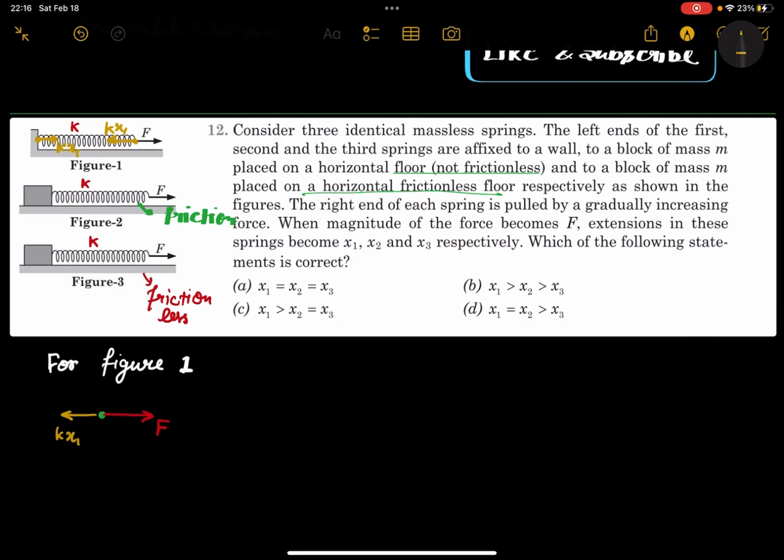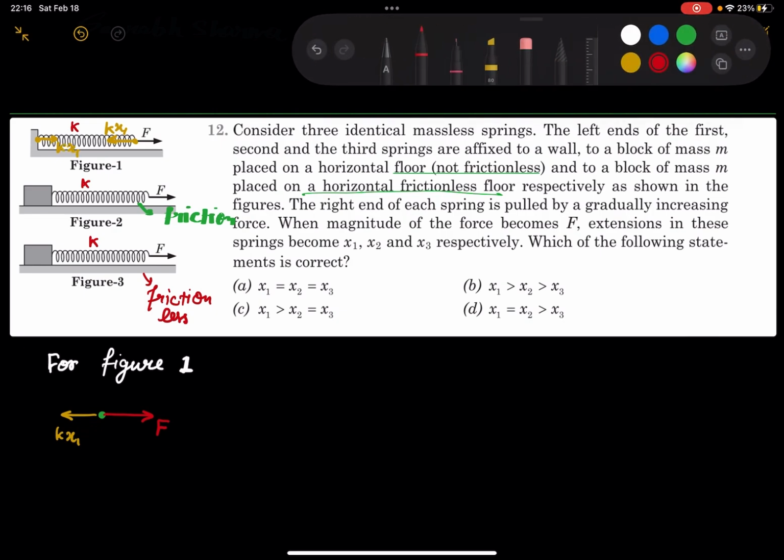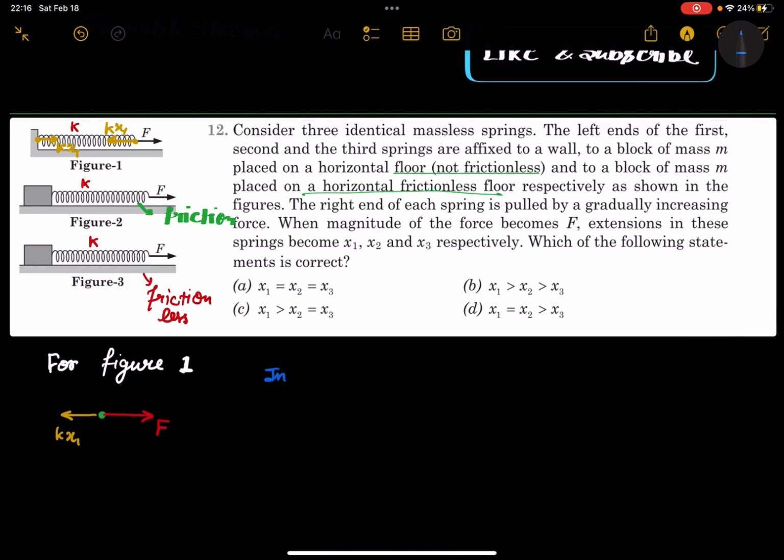So you can say simply, in case of equilibrium, F is equal to kx1. So we can say that the extension x1 in the first spring is F by k. Understood? Now I am talking about figure number 2.